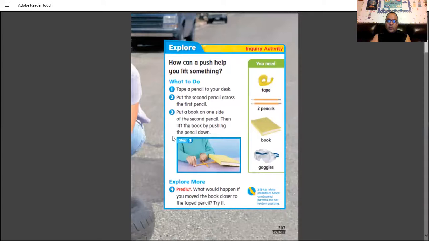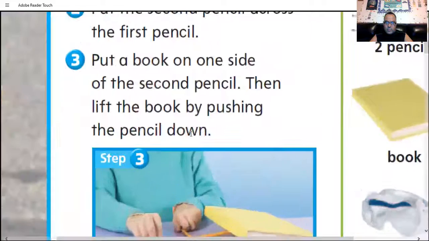Here's something: how can a push help you lift something? We talked about forces, about pushing something away from you and pulling it close to you. Here's something you can do. Tape a pencil to your desk. Put the second pencil across the first pencil. Put a book on one side of the second pencil. Then lift the book by pushing the pencil down. Look at the illustration.